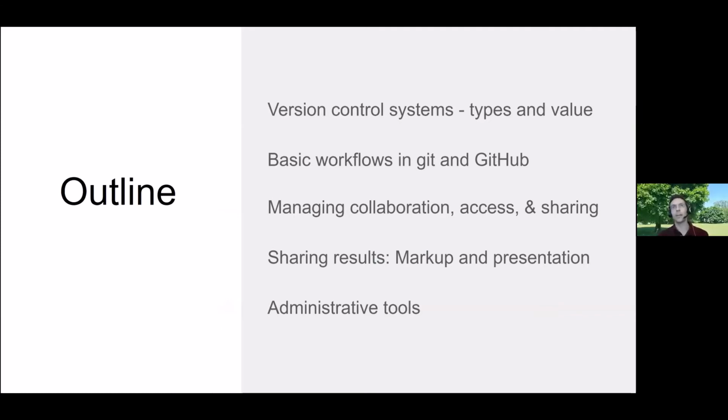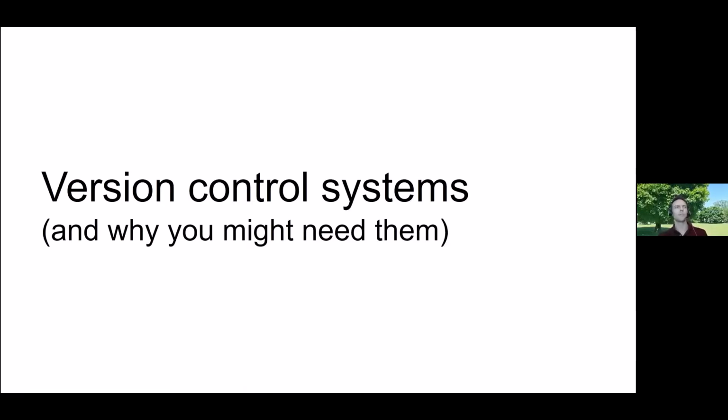Okay, so here's what we're going to do. Version control systems: talk about what they are and why they're important. Do a little bit of Git and GitHub introduction to the jargon. I want to make sure that when you leave, you're not afraid of the terminology used to talk about what Git and GitHub are doing. Talk about managing collaboration. We'll show a really nice example where GitHub has been used to share research results, and then we'll talk about the admin tools.